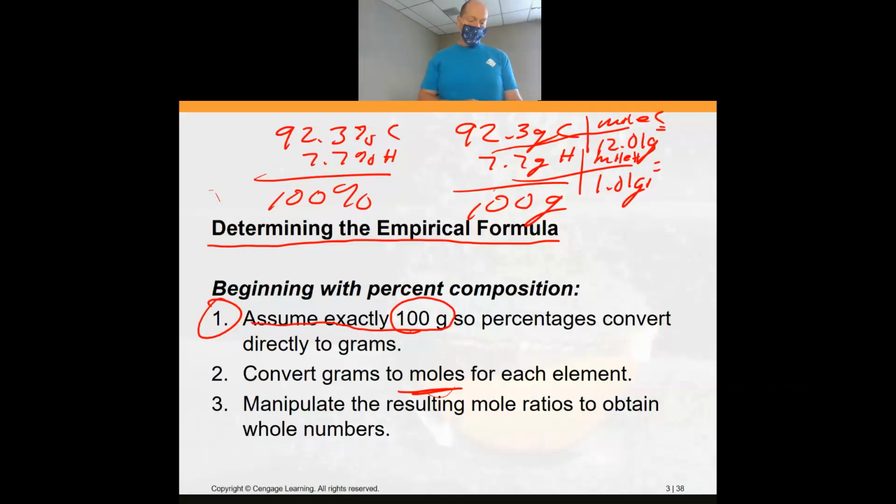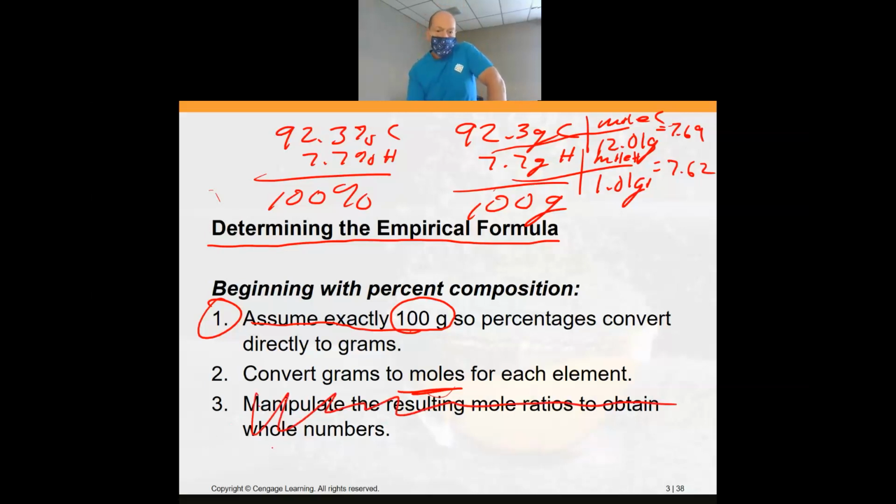So when you take your 92.3 and divide by 12.01, you get 7.69. When you take your 7.7 and divide by 1.01, you get 7.62. All right, so this is not a very helpful thing.